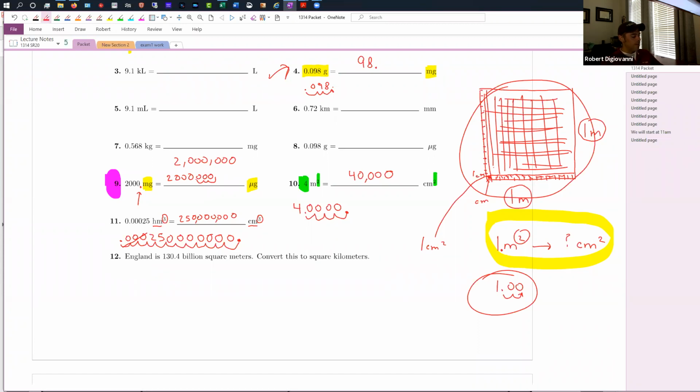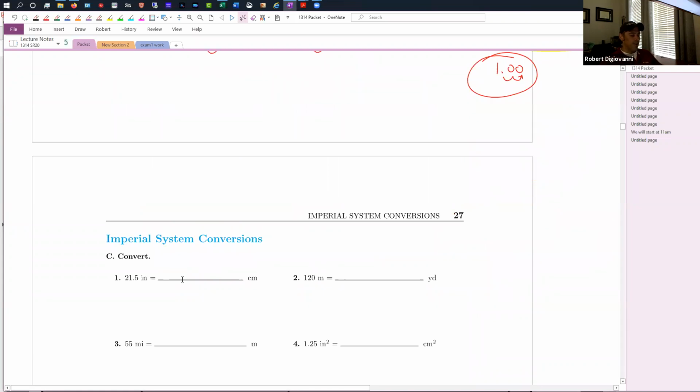Number 12, I'll leave to you, but you have 130.4 billion square meters, and you want to move that to square kilometers. So you're going to move over from meters to kilometers, but you're going to do it twice because it's square units, and that's because it's a measurement of area. Okay, I'm going to let y'all go through those and see how that goes on your homework.